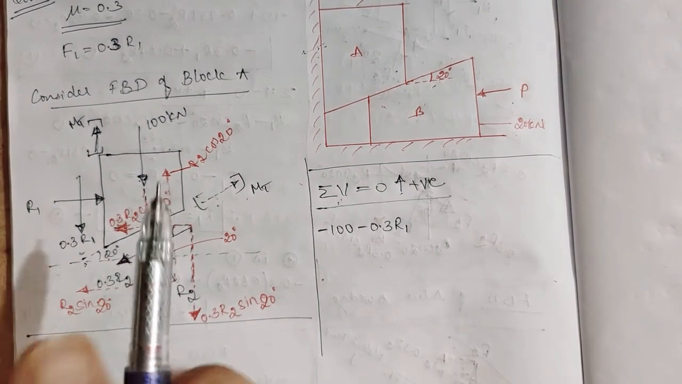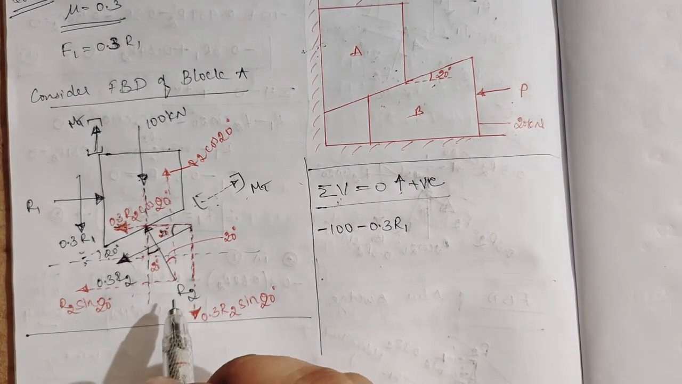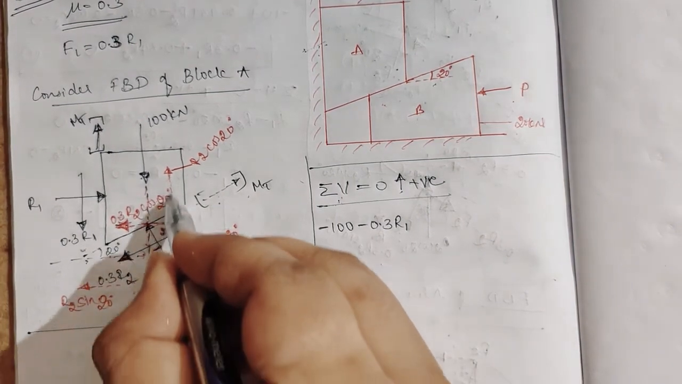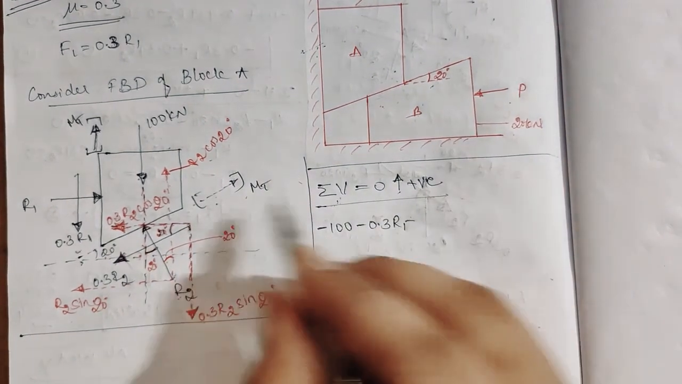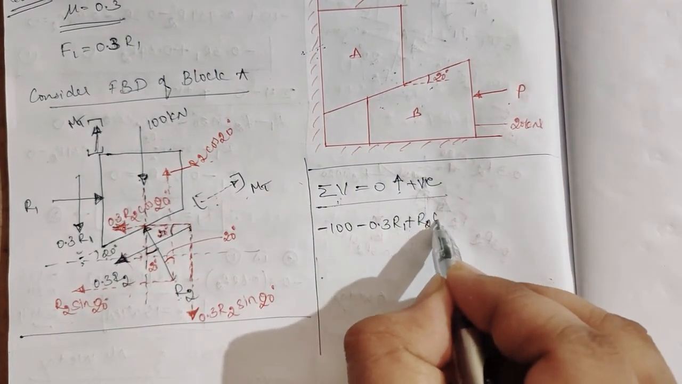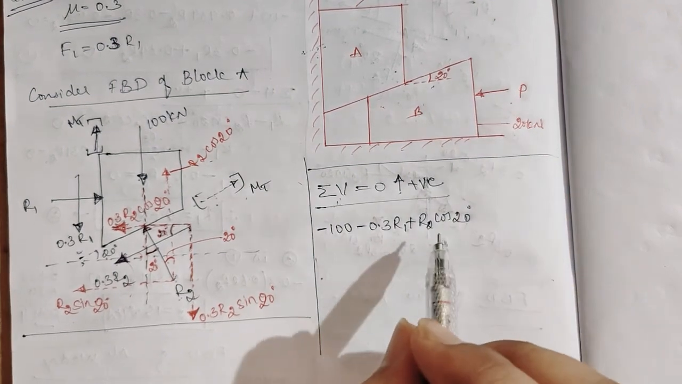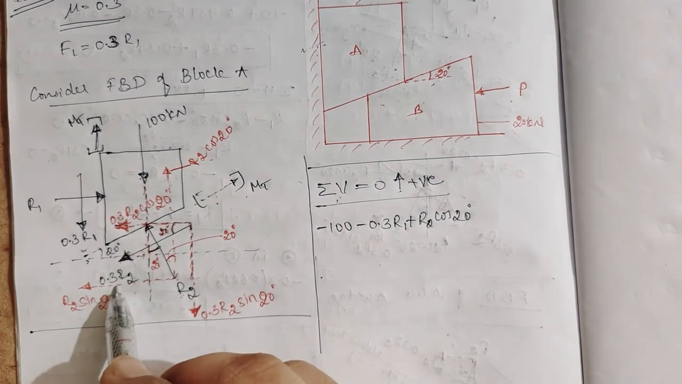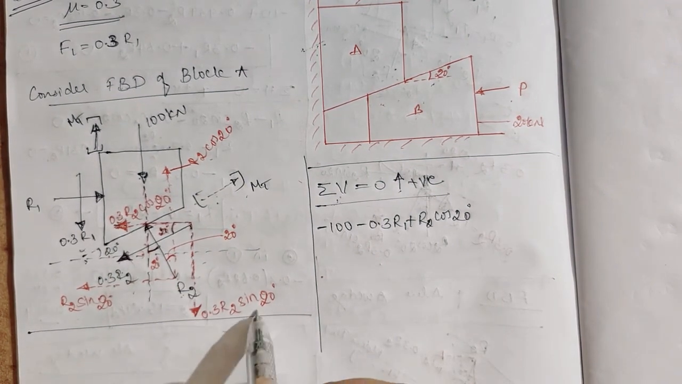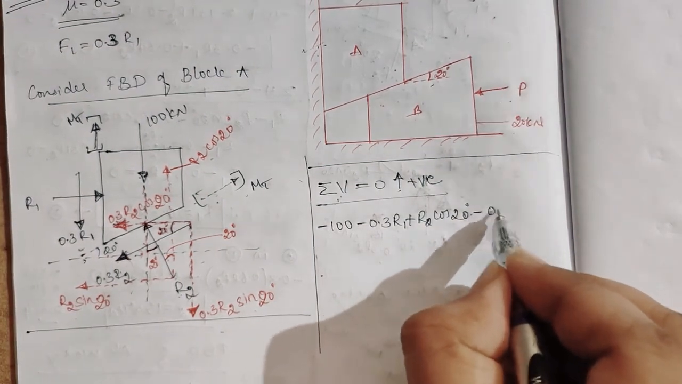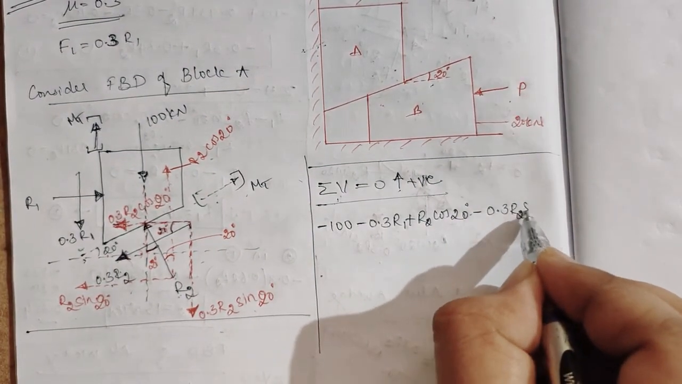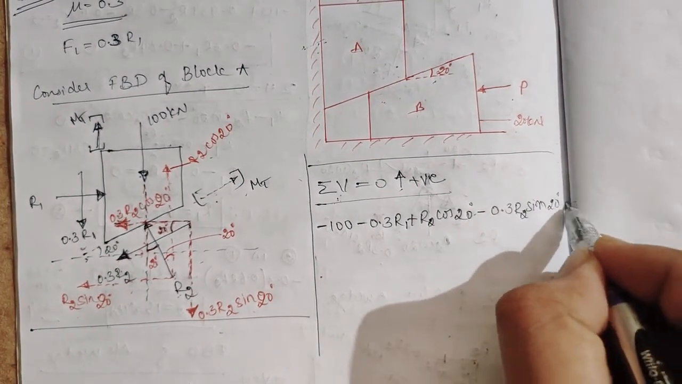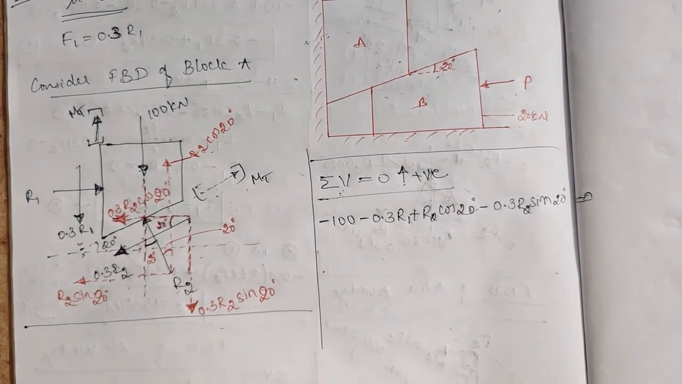Then you come to this inclined force, any one you take. Let's take this R2. I want the vertical component, so the vertical component of R2 is upward, right? R2 cos 20 degree. After that vertical component, you go to another force, this is F2, that is 0.3 R2. I want the vertical component, it is negative, 0.3 R2 sine 20 degree, is equal to 0.